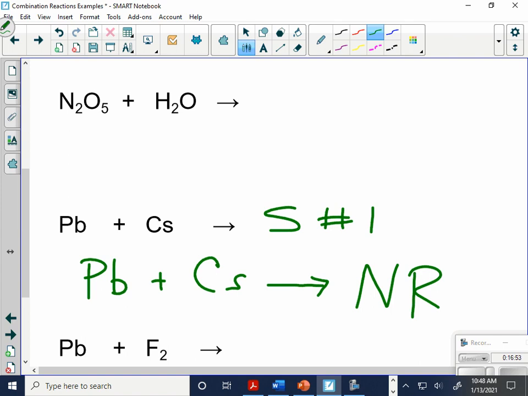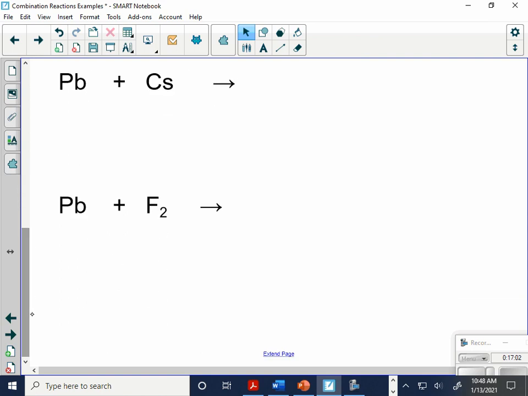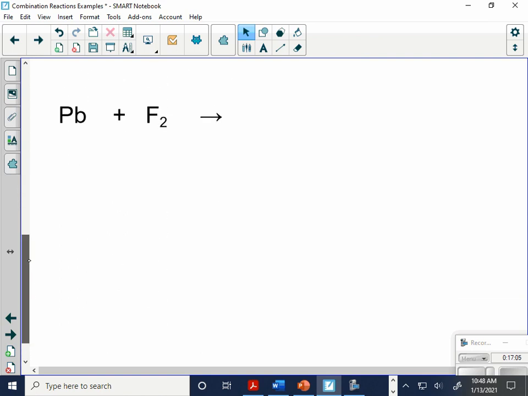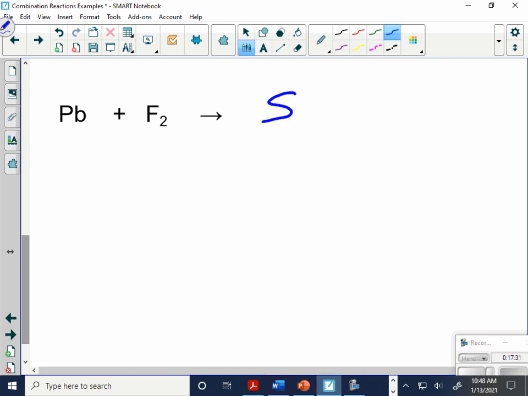Okay. Now, my final example here, I put on here for a reason, and I'm going to show you why. Here we go. I have lead, and I have fluorine, which is indeed a super 7. So that's why it is diatomic. When I go through and ask myself of the 5 equations, the one that fits best is a synthesis number 1.